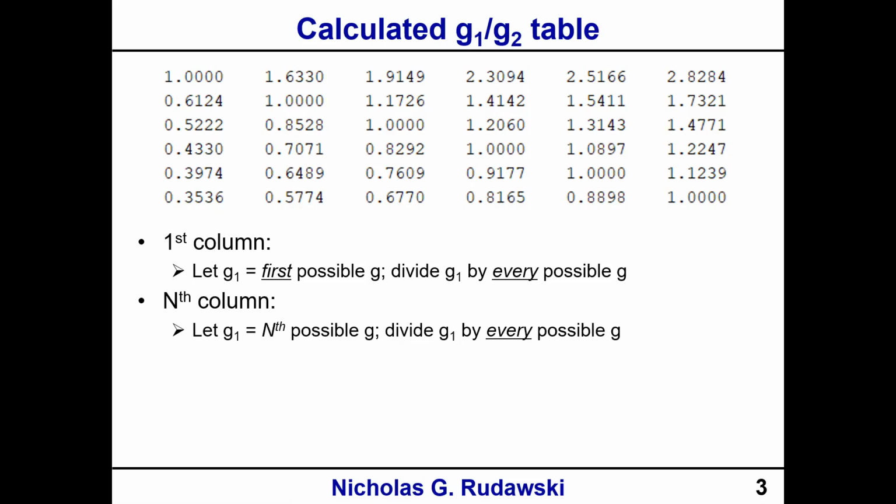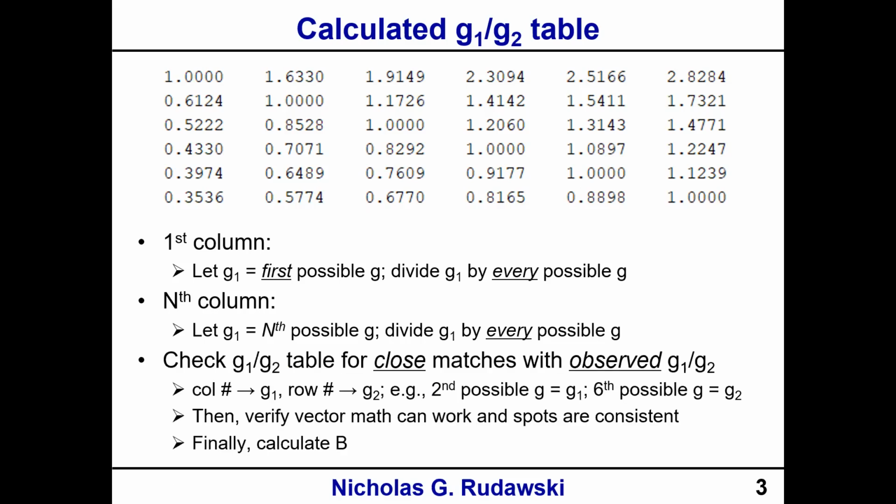We can generalize this for the nth column. We let G1 be the nth possible G vector, so again, that would be the nth longest G vector. We divide that G1 by every other possible G vector, and that's what we get in the nth column. We used the example of the first, the second, the third. This would be the fifth: we're assuming G1 is the fifth. We divide that G vector by the first G vector, then the second, the third, the fourth, and so on, and when we get to the fifth, we get 1.